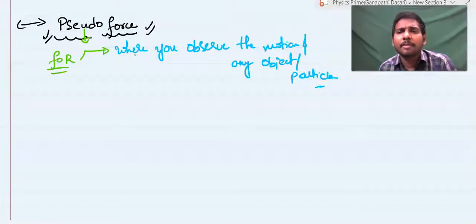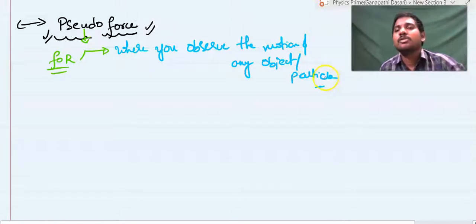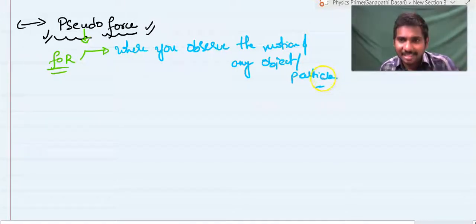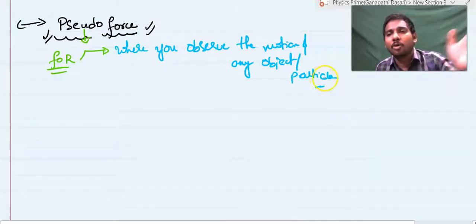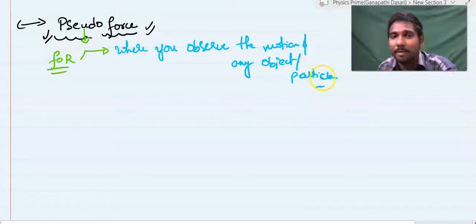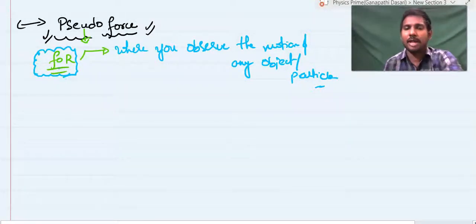What does the frame of reference contain? It contains a clock. Clock means why? Because with time the position of other objects are changing. So it contains a clock attached to it and a coordinate axis attached to it, so that we can point out the change of positions of different objects with respect to that frame of reference. So this is the definition and understanding of frame of reference we should have.